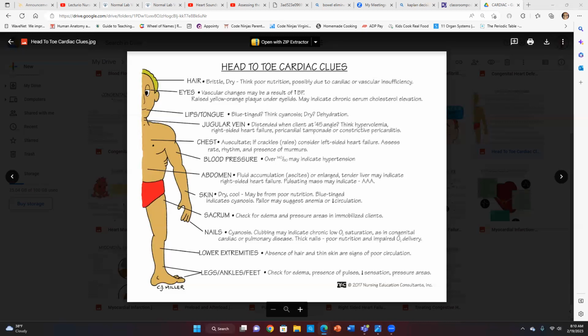So let's start from top to bottom. The hair of my cardiovascular patient may be brittle and dry. They may have poor nutrition. We know they're probably having some vitamin mineral deficiencies. That's why the hair is dry and brittle. It could also be due to cardiac or vascular insufficiency. And when we say cardiac, I want you to think of the heart, and we're going to actually talk about the heart in a little bit.